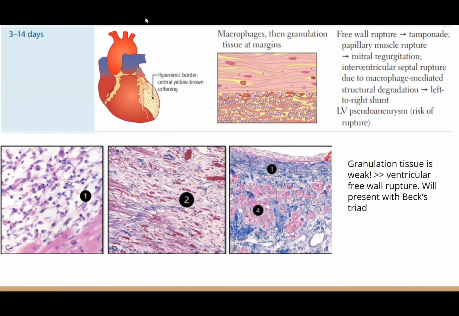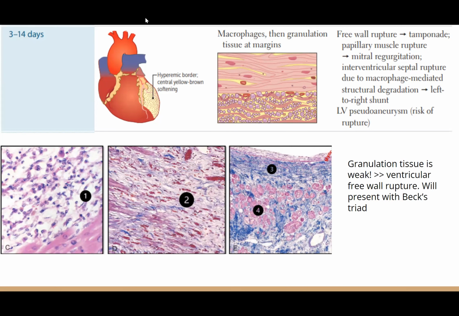Now, this is where a lot of bad stuff happens. Why? Because granulation tissue is very weak. It's immature. It hasn't gained structural integrity. So you can get a lot of stuff here. You can get free ventricular wall rupture. How does this patient present with tamponade? You're going to have distant heart sounds. You're going to have a low blood pressure. And there's one more thing, but that's a big one.